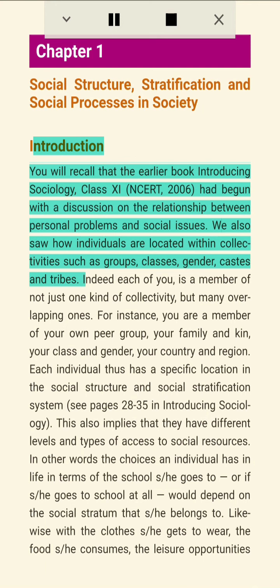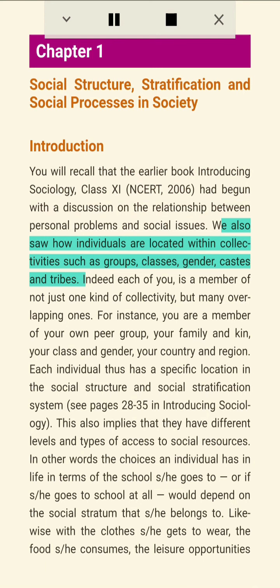Chapter 1: Social Structure, Stratification and Social Processes in Society. Introduction. You will recall that the earlier book Introducing Sociology, Class 11, NCERT, 2006, had begun with a discussion on the relationship between personal problems and social issues. We also saw how individuals are located within collectivities such as groups, classes, gender, castes, and tribes.